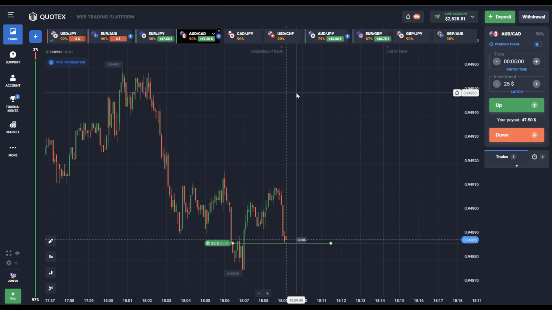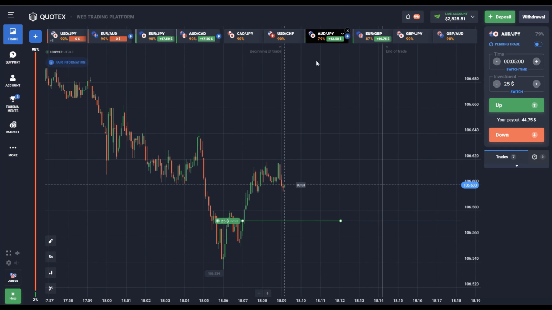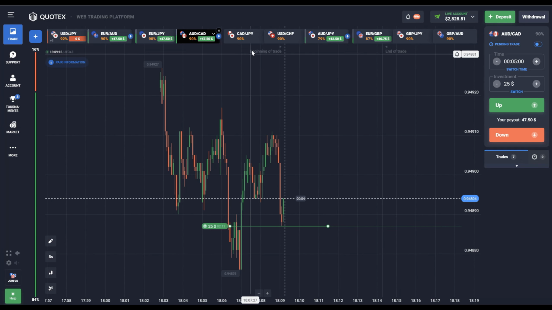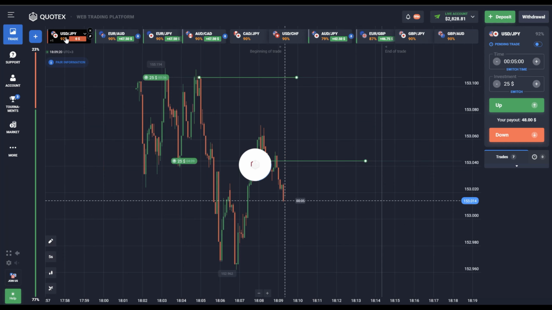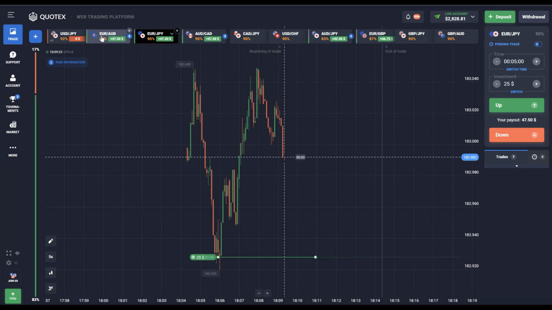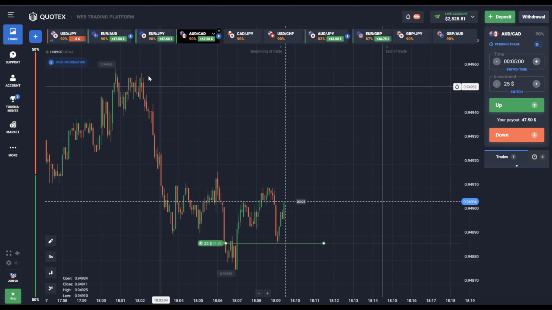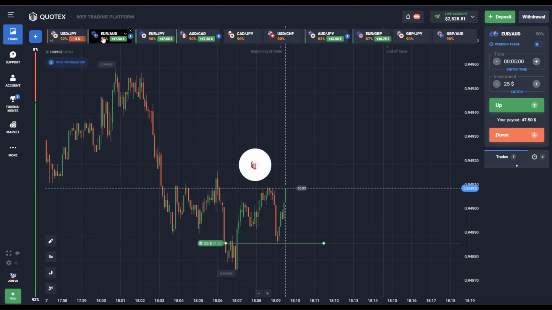A sharp drop in the Australian dollar, Canadian dollar pair. Maybe the Australian dollar is falling or the Canadian dollar is rising. Let's see. In any case, for now it's unclear how the trade will close. We need to wait. Basically, the drop is over and the price is going up again.